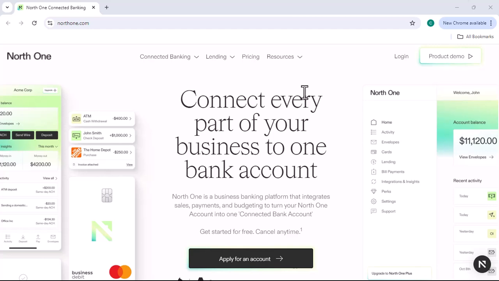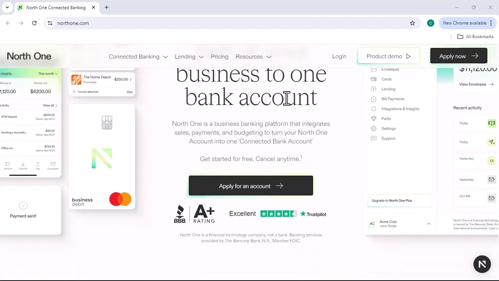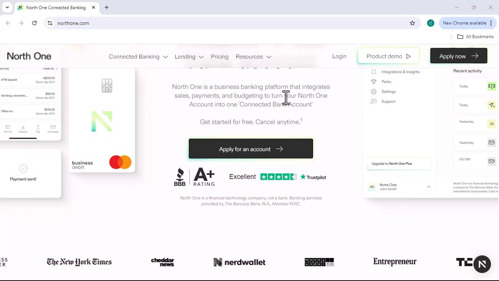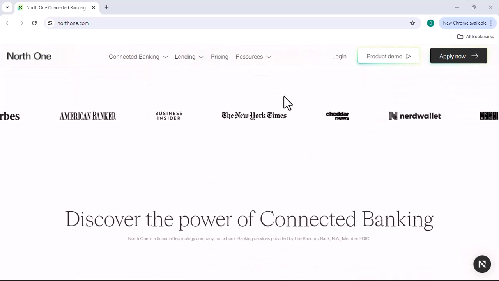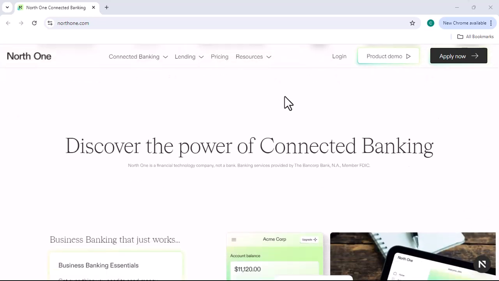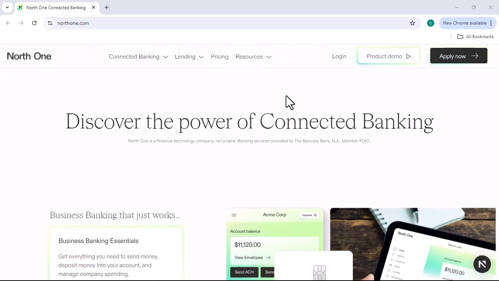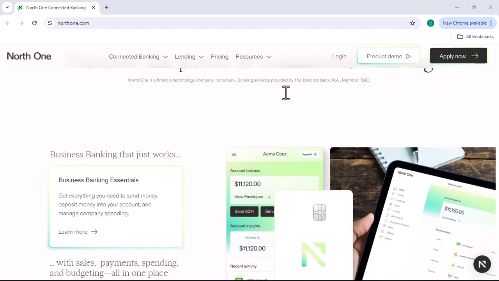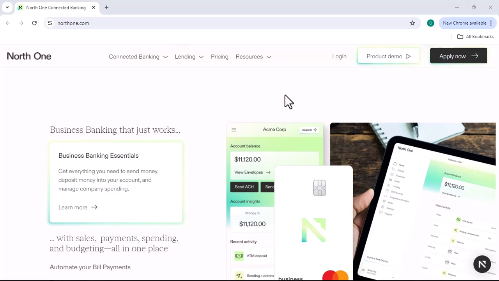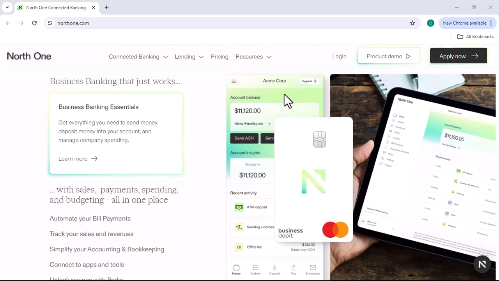Ever tried to move money and hit a wall? Like, you're expecting a smooth transfer, but instead, you get a frustrating limit reached message. It's the worst, right? Especially when it involves your business finances. Today, we're diving into a common source of this frustration, ACH transfer limits, specifically focusing on Northone business banking.